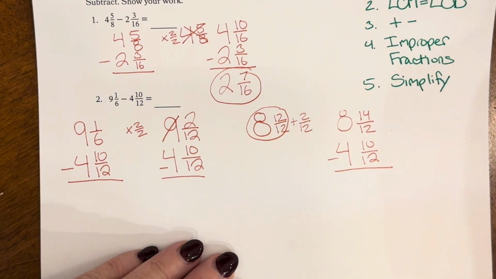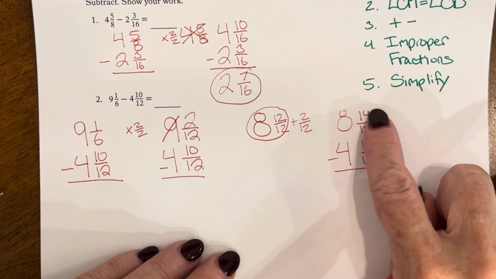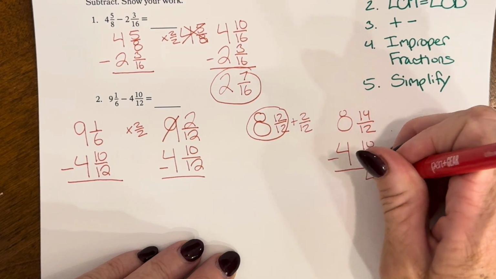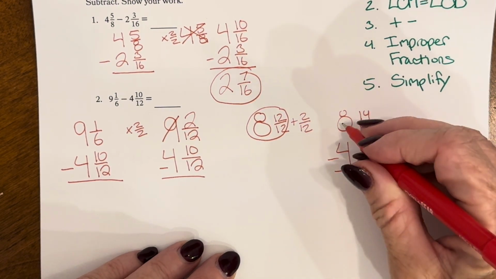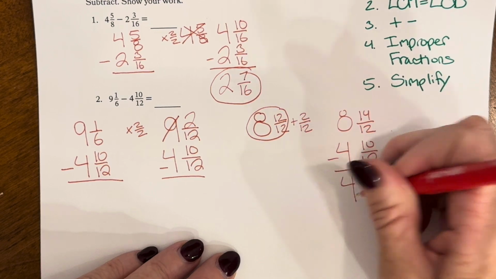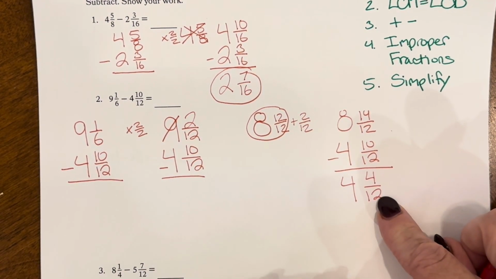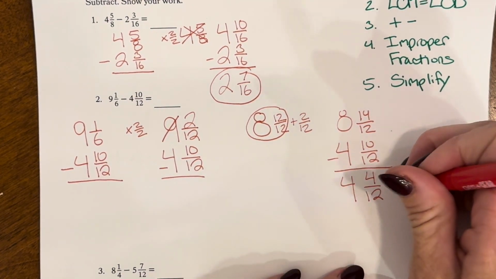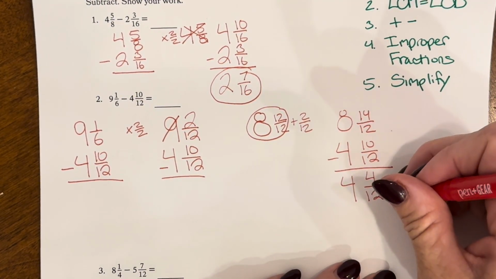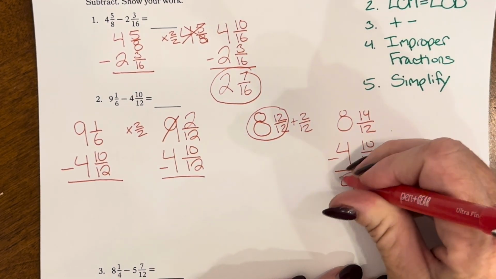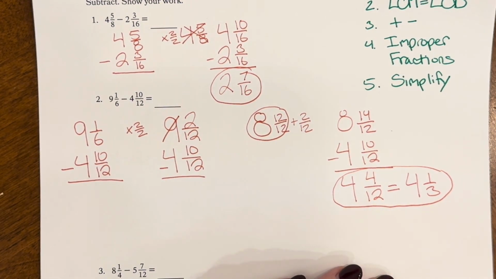So now I have 14 twelfths that I can take away 10 twelfths. So I get 14 take away 10 is 4 twelfths, and 8 take away 4 is 4. Now this is not improper, so I don't need to fix that, but I can simplify it. 4 twelfths is the same as 1/3. So those are both my correct answers.